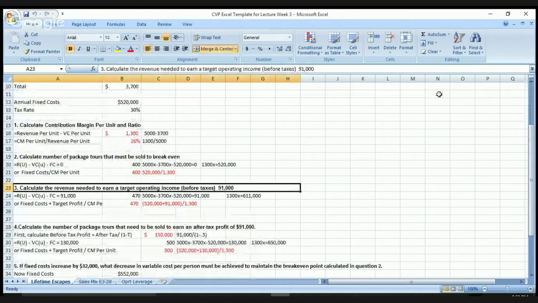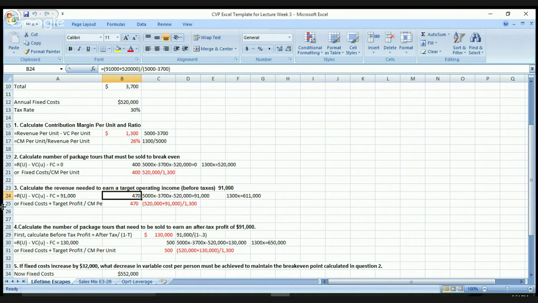Now, calculate the revenues needed to earn the target operating income before taxes of $91,000. So what am I going to do? I'm going to set up the same type of formula. I'm going to take the 5,000 minus the 3,700 minus 520 and set that equal to 91,000. So adding like terms, I'm going to take the 1,300 and then I'm going to add the 520 to both sides. So 1,300x equals 611,000. Divide by 1,300, and I'm going to need to bring in 470 packages.